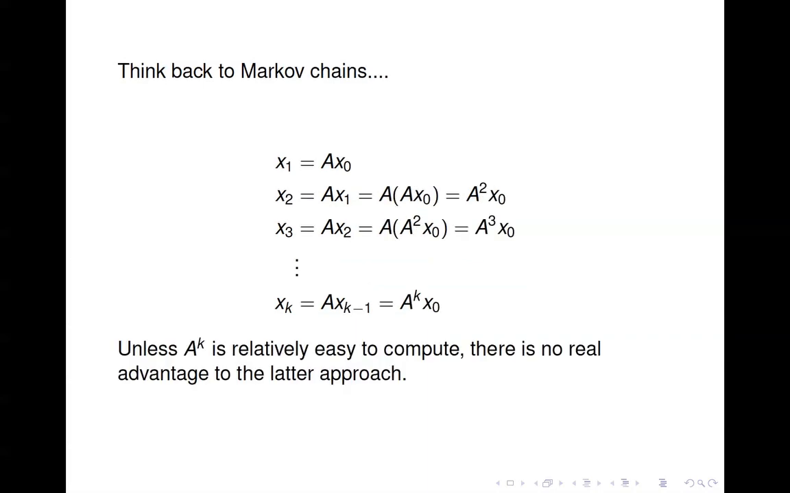Another way to look at it is like this. We know, for instance, for x2, that's A times x1, but we know x1 is A times x naught. So we make that substitution, and we end up with x2 is A squared times x naught. And similarly, x3 is A cubed times x naught. So in general, xk is A to the k times x naught. Now, unless A to the k is relatively easy to compute, this really doesn't help us. However, if A to the k is easy to compute, then we can compute x sub k much more quickly than going through and computing all these subsequent state vectors.